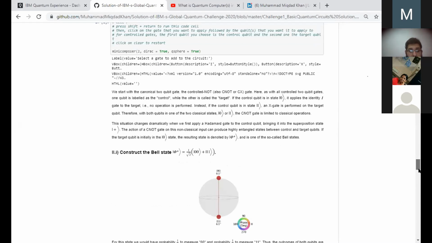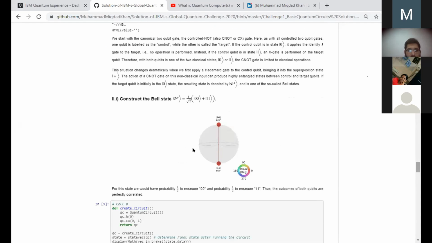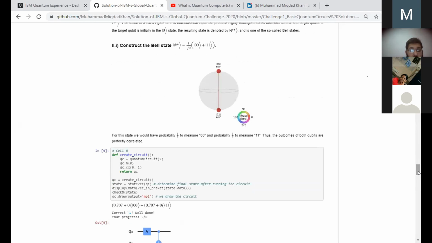Then the first task was superposition with 2 qubits. Superposition with 2 qubits will be achieved by applying the Hadamard gate at qubit 0, the first qubit, and a control not. What is the control not gate?